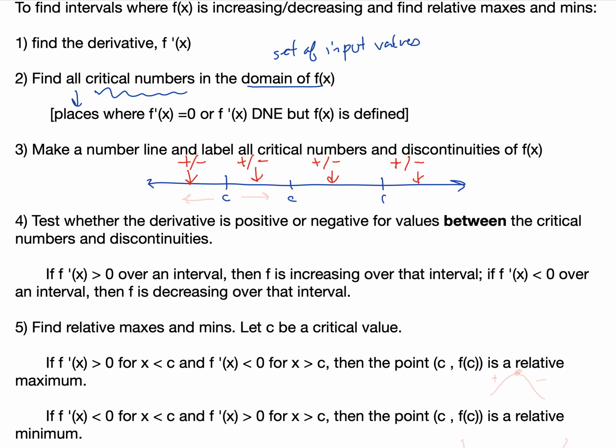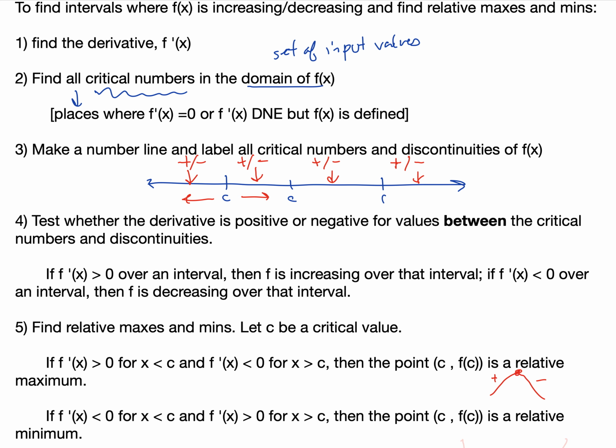If c is a critical value, then if f prime of x is greater than 0 before c, and f prime of x is less than 0 after c, that means that the point c, f of c, is a relative maximum. Again, that's just going up and then going down, positive derivative, then negative derivative. So on the top of the hill is a relative max.